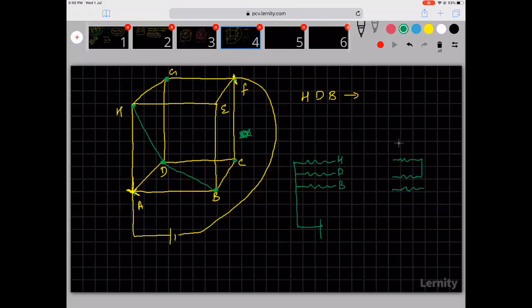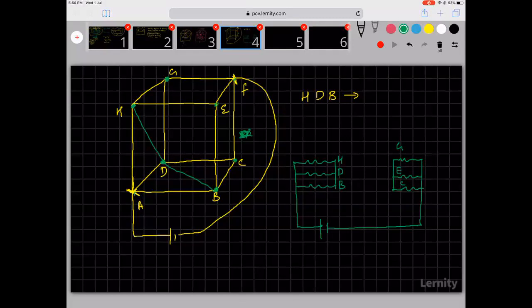Now this is G, this is E, and this is G, E, and C. So G, E, and C are connected, and they are connected to the negative terminal, and they are all connected together. They are all the same point. I hope you are able to understand this.